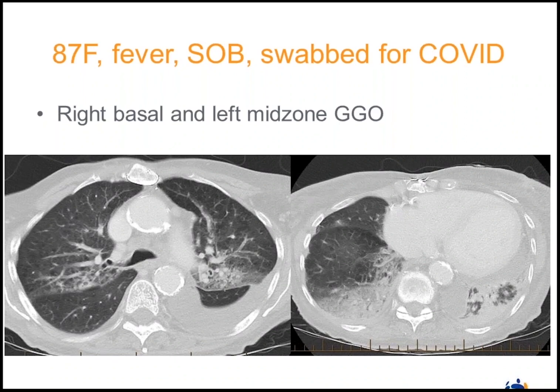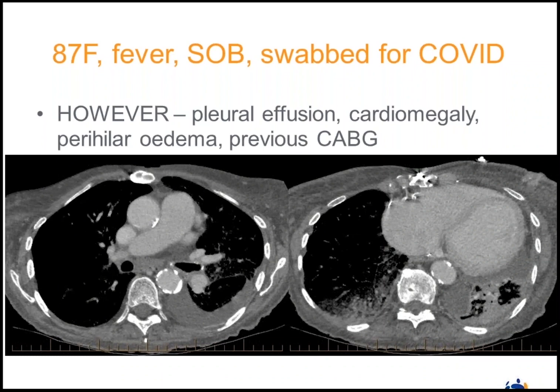And we have here an 87-year-old lady presenting with fevers and shortness of breath, who'd had a swab, but the result was unknown at the time of the CT. And the CT here shows ground glass opacity in the posterior segments of both upper lobes, as well as in the posterior right lower lobe. However, she has a number of other findings as well.